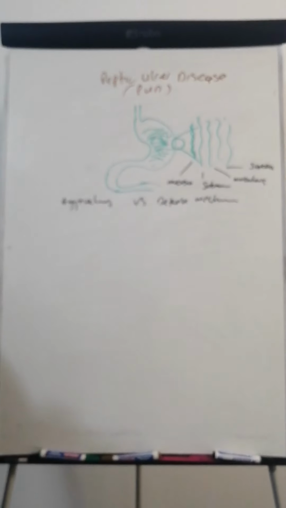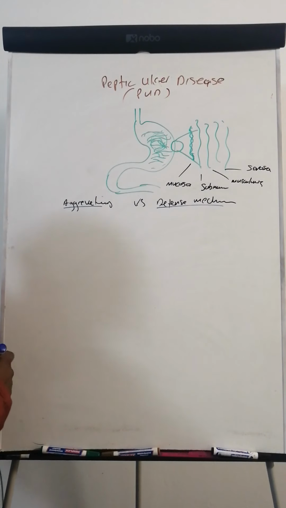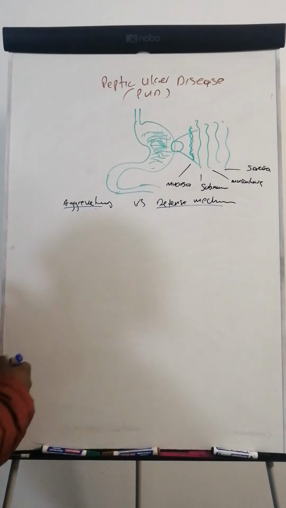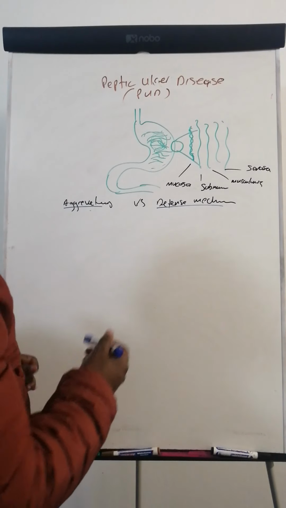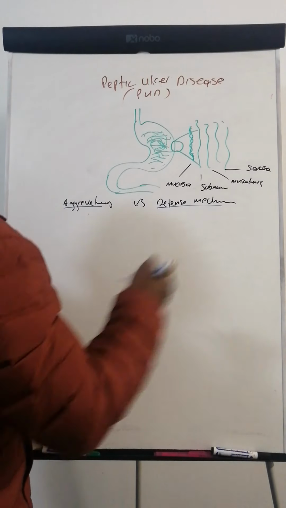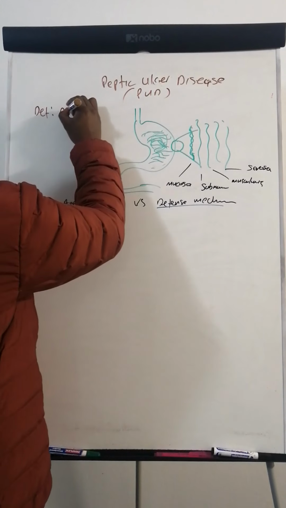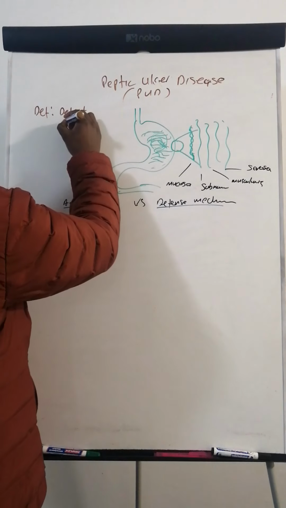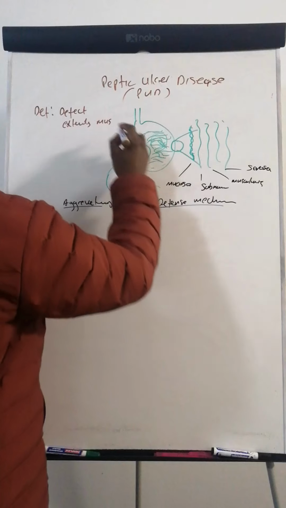When you have a good balance between the aggravating factors and the defense mechanisms, you are unlikely to develop ulcers. Maybe we should talk about what an ulcer is. The definition of an ulcer: an ulcer is a defect in the wall of the stomach that extends, very important, to the muscle, to the muscularis.